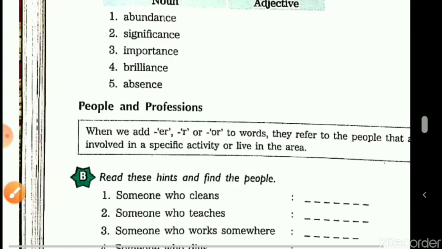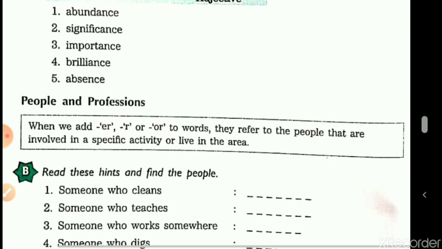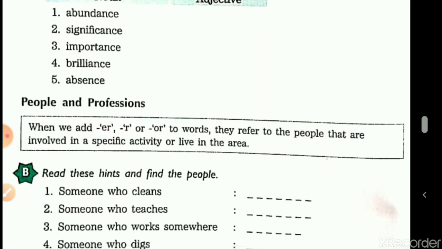Now children, our next exercise is on people and profession. बेटा people, लोग and profession जो वो काम करते हैं. For example, my profession is of a teacher because I teach the student. So my profession is of a teacher.